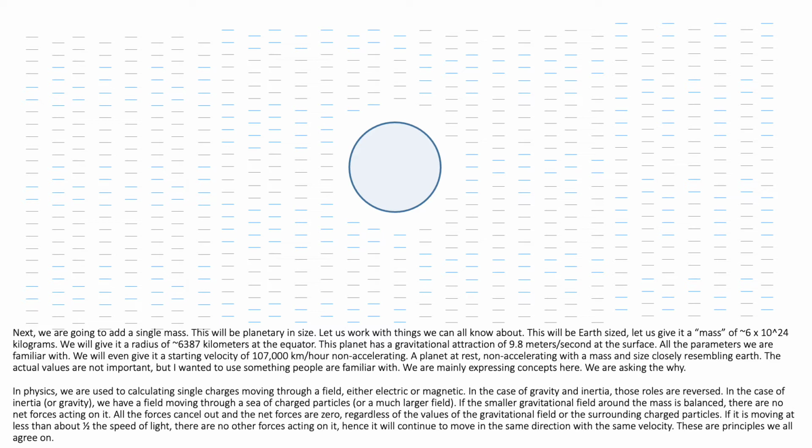All the forces cancel out and the net forces are zero, regardless of the values of the gravitational field or the surrounding charged particles. If it is moving at less than about 1/2 the speed of light, there are no other forces acting on it, hence it will continue to move in the same direction with the same velocity. These are principles we all agree on.